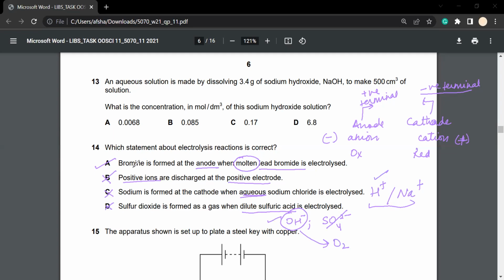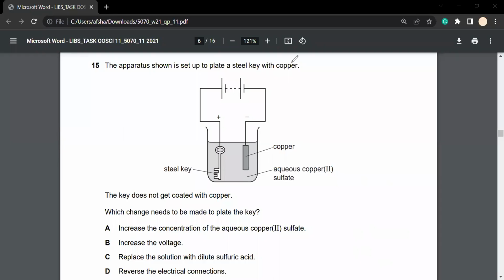That is A. Coming to question number 15, we have a setup being shown to us. In this setup, this is your negative electrode, this is your positive electrode. So basically this is going to be your negative electrode.